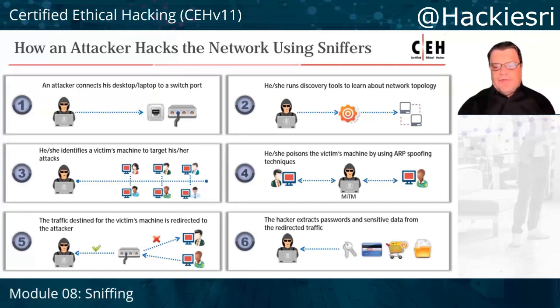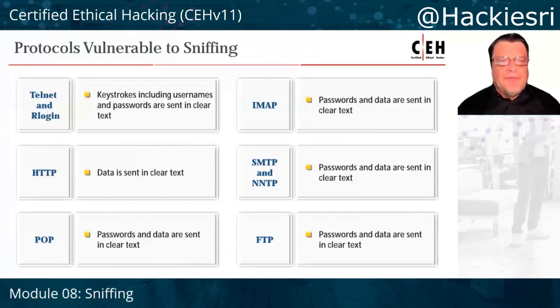from the redirected traffic. Protocols vulnerable to sniffing are many. They include Telnet and Rlogin. Keystrokes, including usernames and passwords, are sent in clear text on these media. HTTP data is again sent in clear text. POP passwords and data are again sent in clear text. IMAP passwords and data are sent in clear text. SMTP and NNTP passwords and data are sent in clear text. And as we all know, FTP passwords and data are sent in clear text also. So all of these are very easy to capture with sniffing.